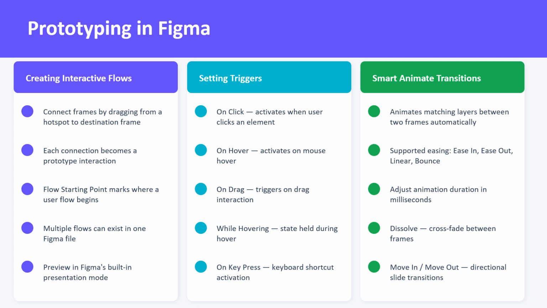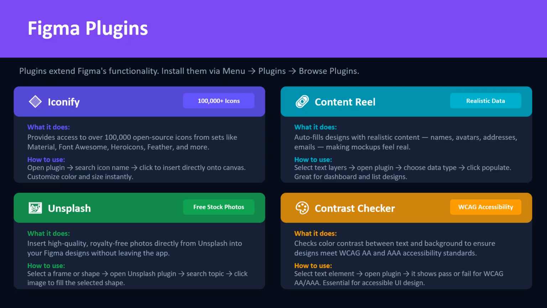Third, smart animate transitions. This is Figma's most impressive feature. It automatically animates matching layers between two frames, creating smooth app-like transitions. You can choose from easing types like ease in, ease out, linear and bounce, and set the exact duration in milliseconds. The seventh slide is Figma plugins.